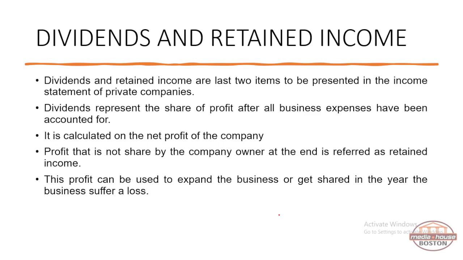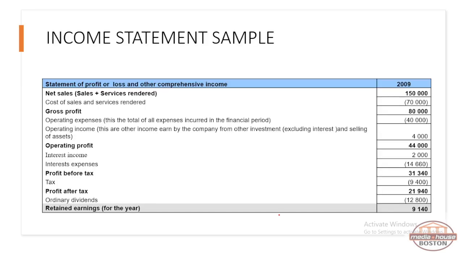The dividends represent the share of profit after all business expenses have been accounted for. It is calculated on the net profit of the company. Profit that is not shared by the company owner at the end is referred to as retained income. This profit can be used to expand the business or be shared by the business owners in a year the business suffers a loss.